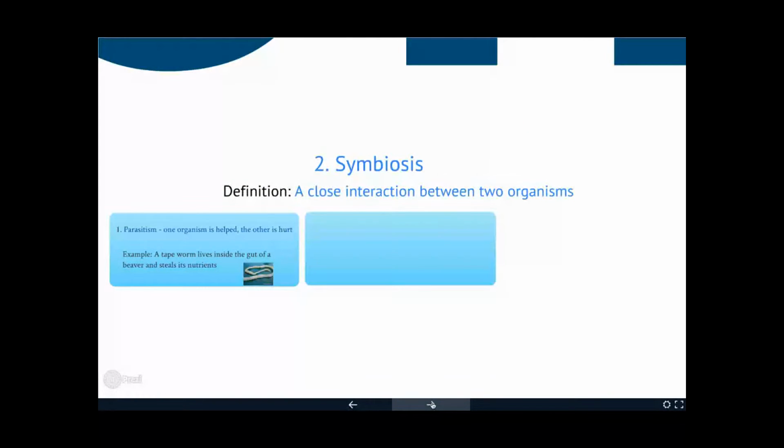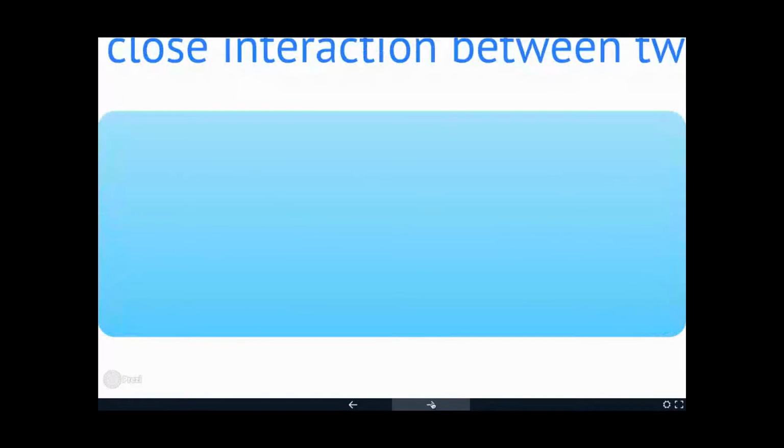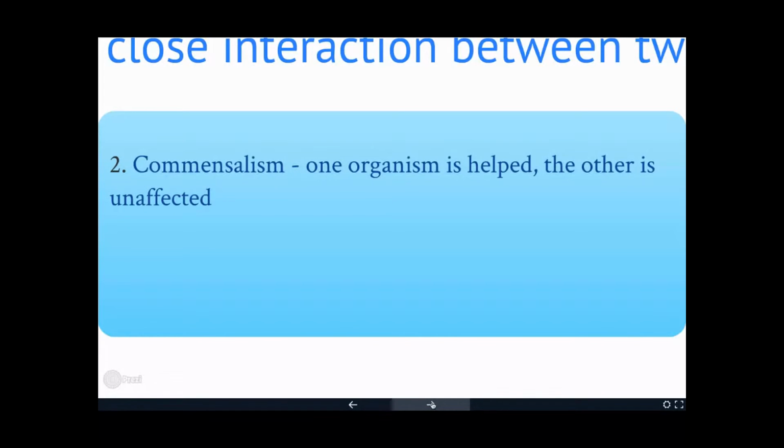So let's talk about the second type of symbiosis, and this is called mutualism. Go ahead and click it. Oh, sorry, commensalism. We weren't there yet. Commensalism is when one organism is helped and the other is unaffected. So in this case, one organism is getting a benefit and the other organism literally doesn't notice or care.